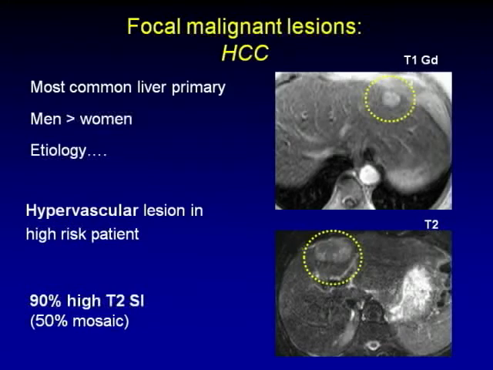HCC. So these tumors, whenever you see a hypervascular lesion or a clear focal mass, or a bright T2 lesion in a patient who is high risk, first, second, and third, you think of HCC. And the majority of these will be bright on T2. Characteristically, the T2 signal is heterogeneous. It can be all over. Majority are bright, but they're not always so, depending on how well differentiated the tumor is.